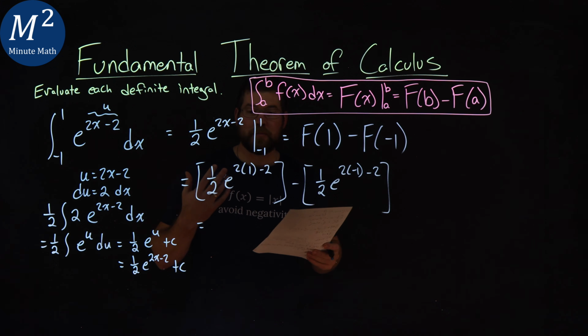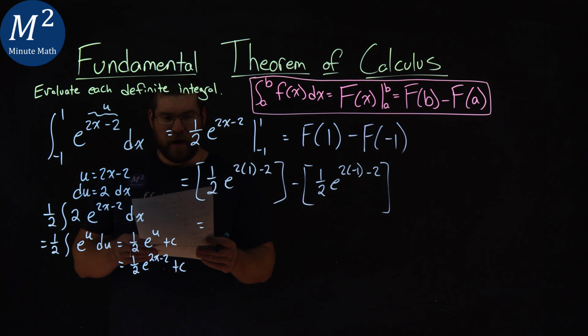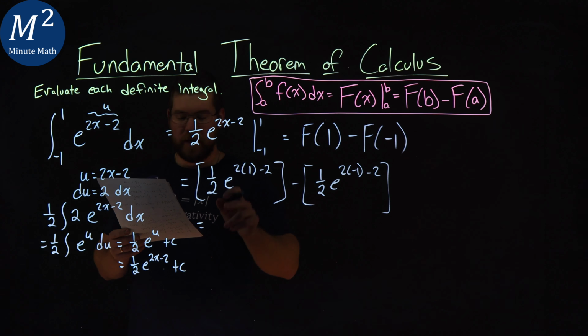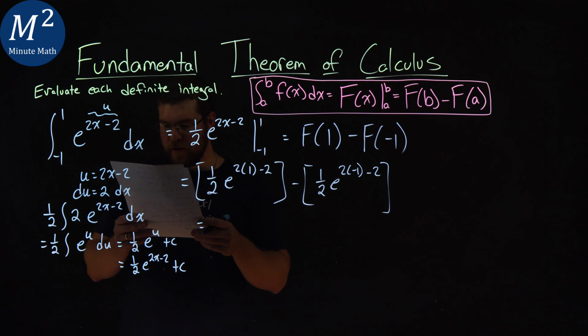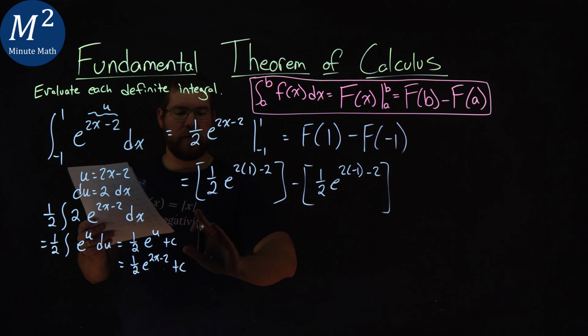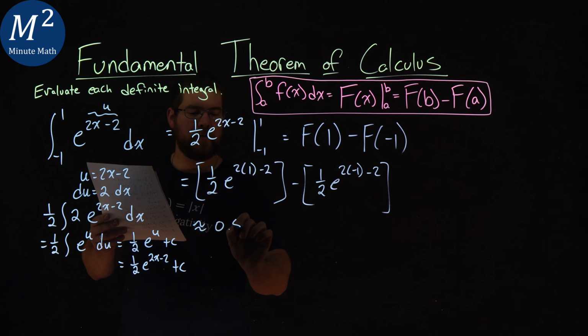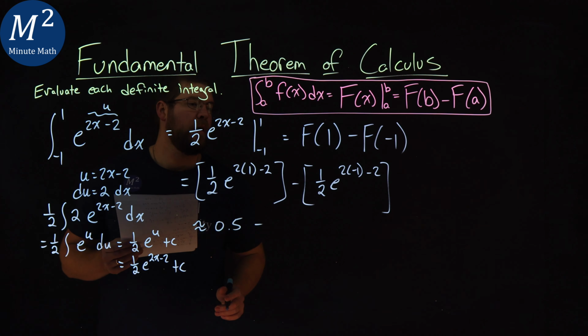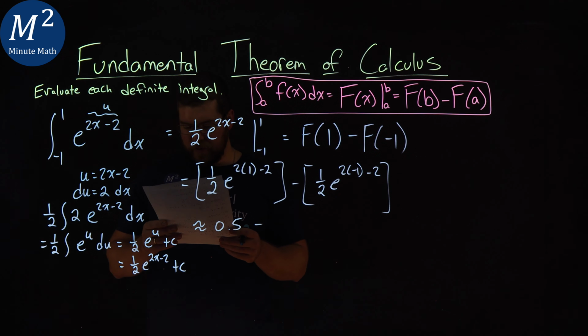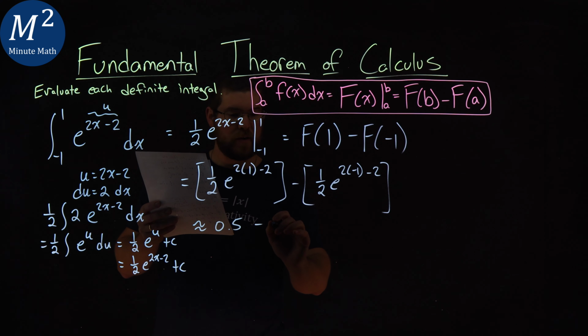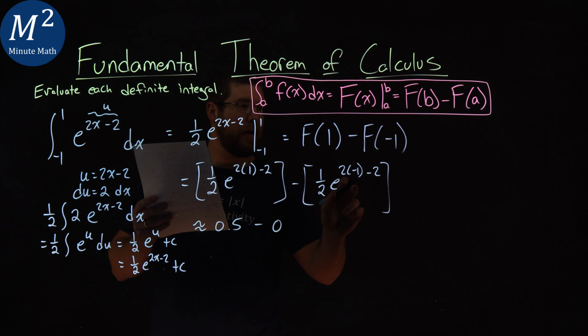From there, we need to simplify. So f of 1, plugging 1 in here, comes out to approximately 0.5, not the first part, but the second part. Plugging -1 in, we get approximately 0 for f of -1.